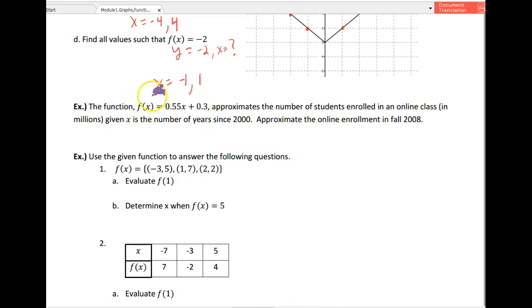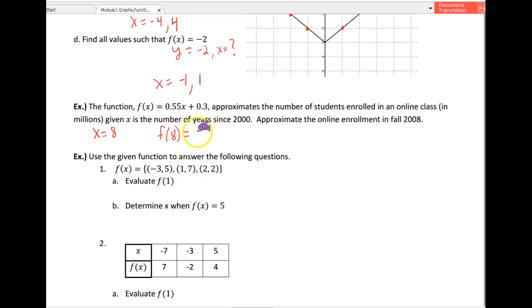This says the function f of x equals 0.55x plus 3/10 approximates the number of students enrolled in an online class in millions. Given x is the number of years since 2000, approximate the online enrollment in fall 2008. Okay, so x is the number of years since 2000. So if we're doing 2008, the number of years since 2000 would be 8. So we're asked to find when x equals 8, we want to know f of x. Or we're finding f of 8.